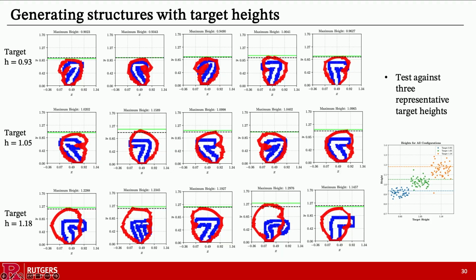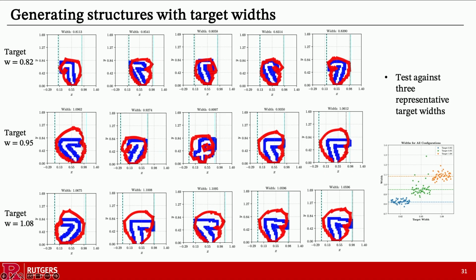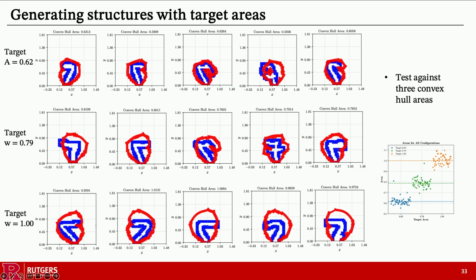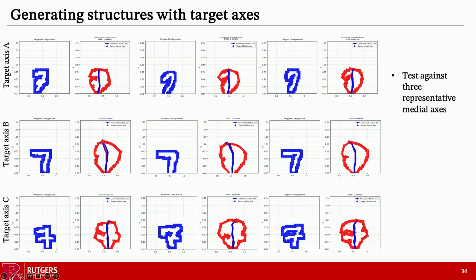So these are some results for target heights that were not seen in the training set, target widths, target aspect ratios, target convex hull areas, and target medial axis.